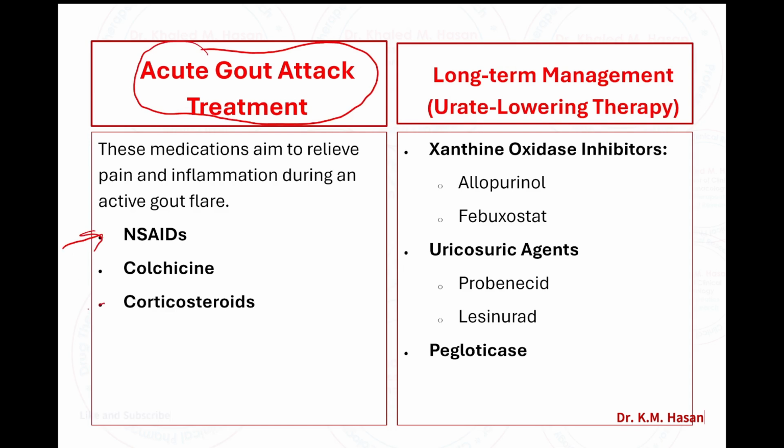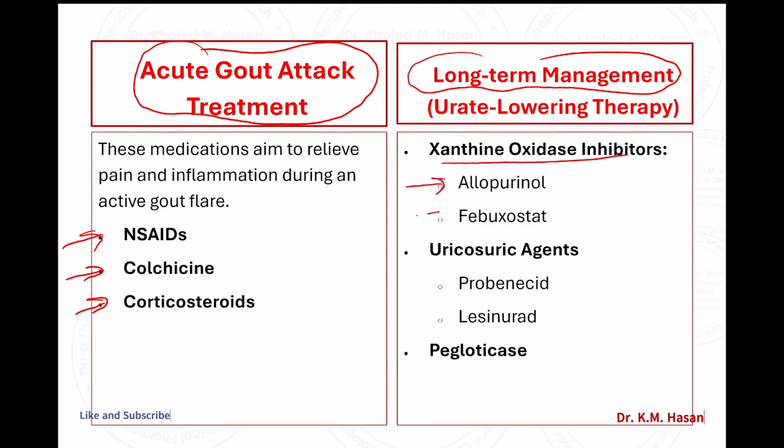Okay. The question now: which of the following medications is used for acute gouty attack? NSAID number 1, corticosteroid number 2, and colchicine number 3 to relieve the pain. Which medication is used to lower uric acid? We have xanthine oxidase inhibitors, allopurinol and febuxostat, lowering uric acid by inhibiting the enzyme. Lower synthesis of uric acid, we need to remember that.